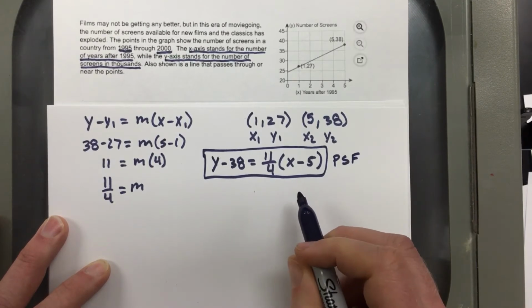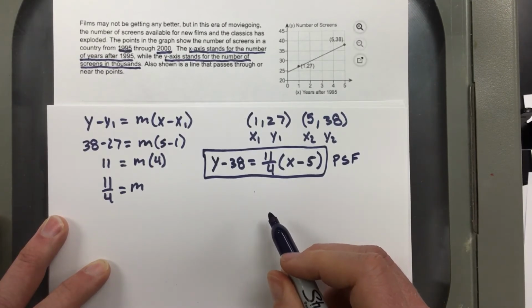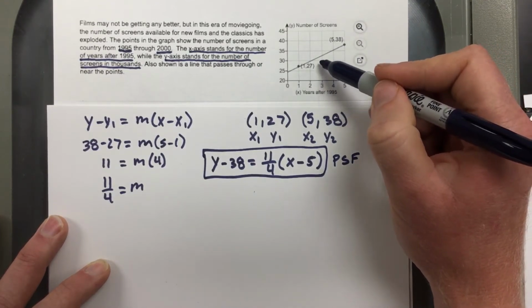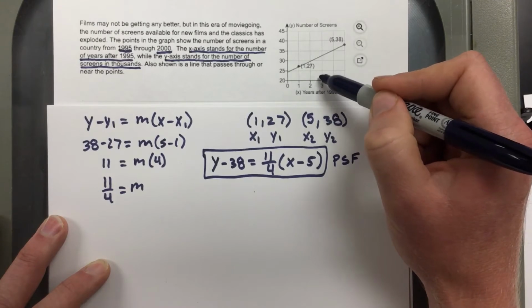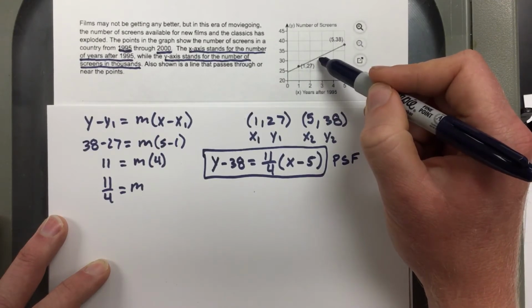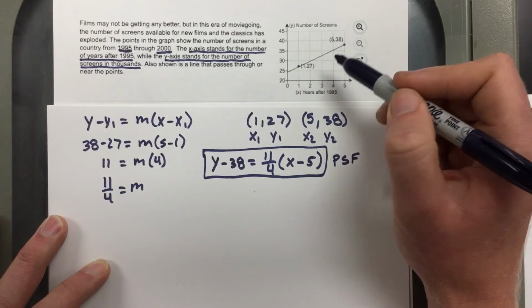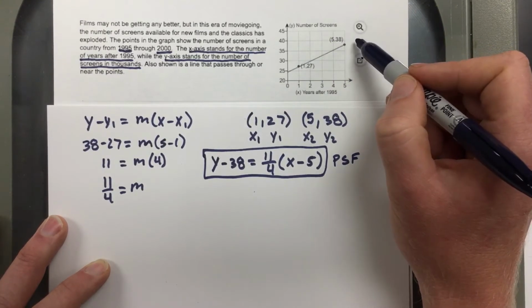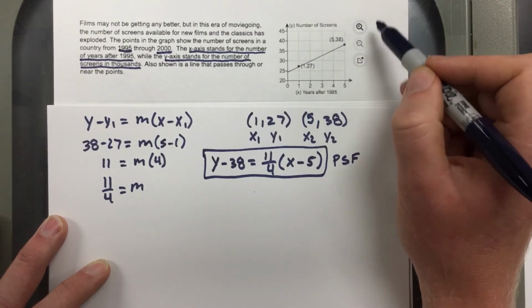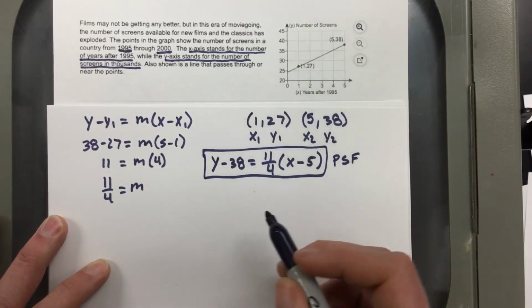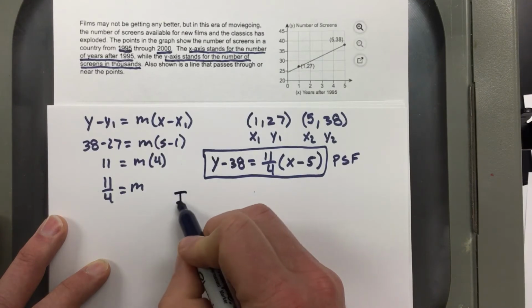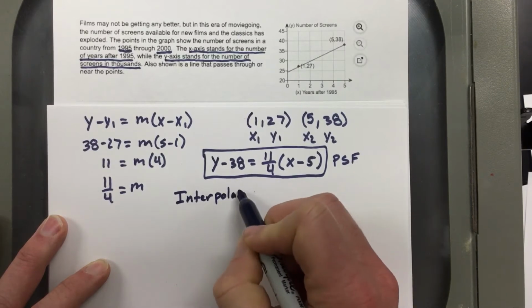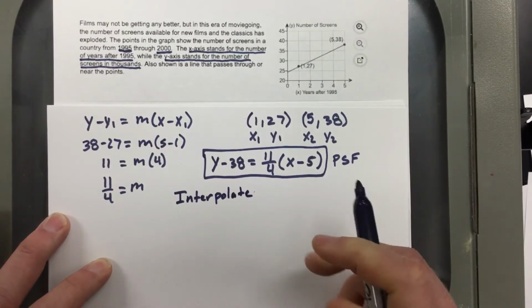So now if they ask you to interpolate or extrapolate, they're asking you to make an estimation. For interpolation, it would be in between the 2 points, so make an estimation between the 2 points you have on the graph. If they ask you to extrapolate, they're asking you to make an estimate for some number that's outside of our data set. So let's interpolate.